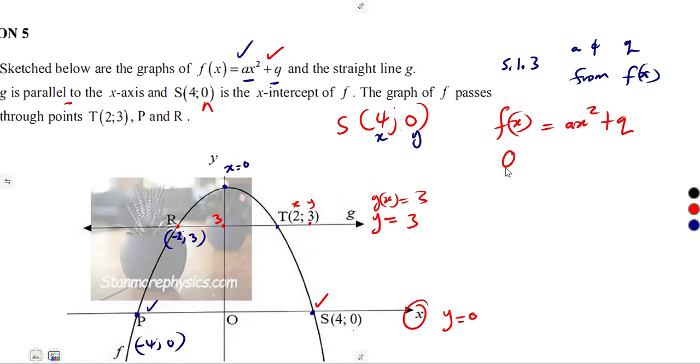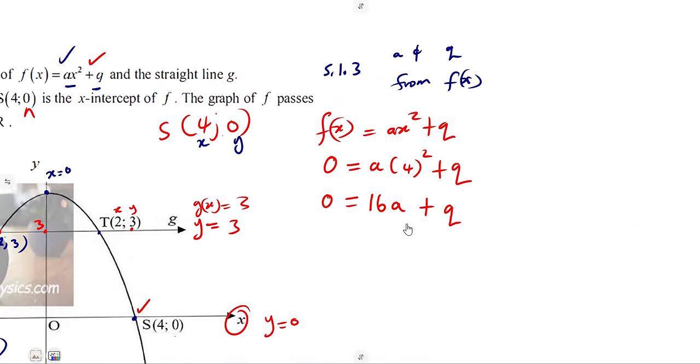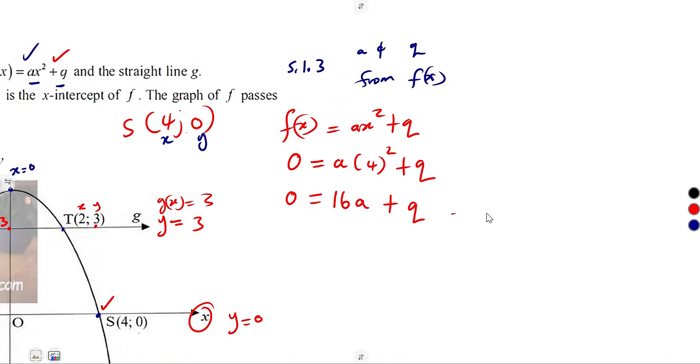Y, that's 0, is equal to a times x squared, which is 4 squared, plus q. So 0 is equal to 4 squared, that's 16, so it's going to be 16a plus q. All right. So that's an equation that we have formed, which has 2 unknown values. We can just leave it like that as our equation 1.